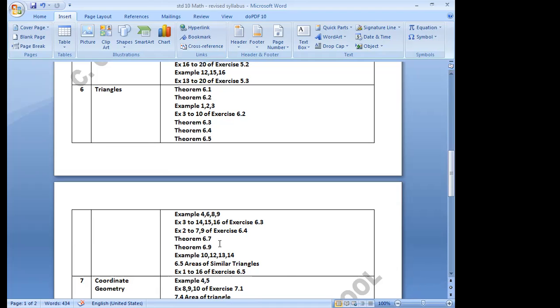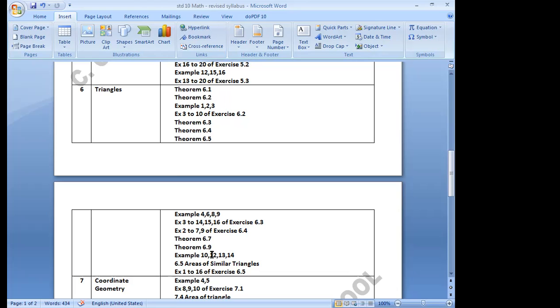While theorem 6.7 on the same page is excluded. 6.7 excluded, 6.8 is included, and 6.8 is the Pythagoras theorem, which is the most important theorem for the examination. Theorem 6.9 is excluded, which is the converse of Pythagoras theorem, but it is excluded for this year.